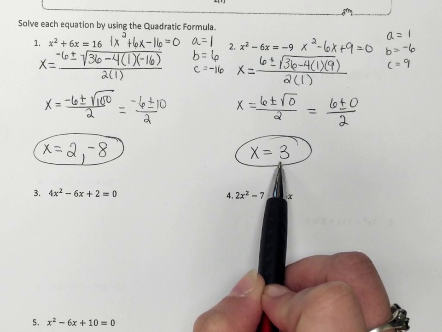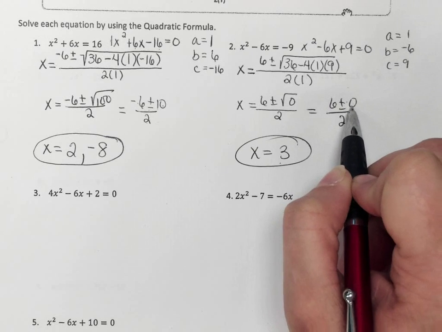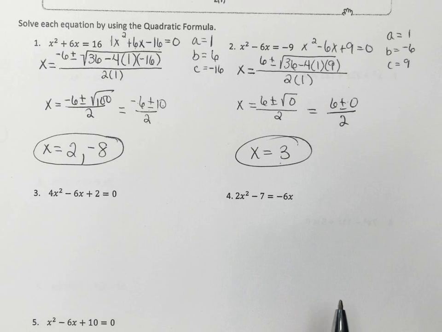Wait. Because 6 plus 0 is still 6, and 6 minus 0 is still 6. They'll both still give you the answer of 3. So would that be like the vertex? That would be the vertex, yep.